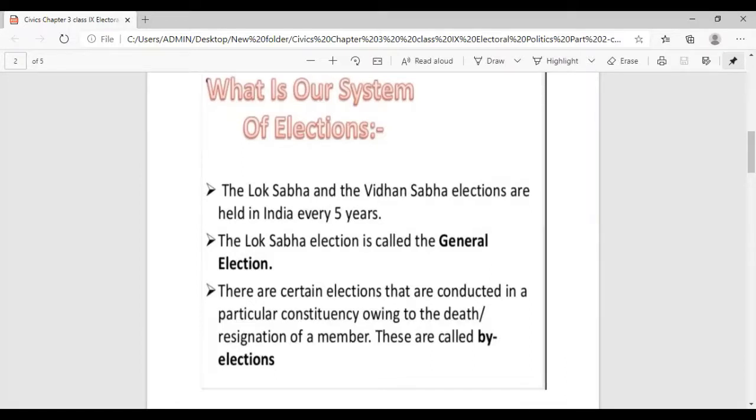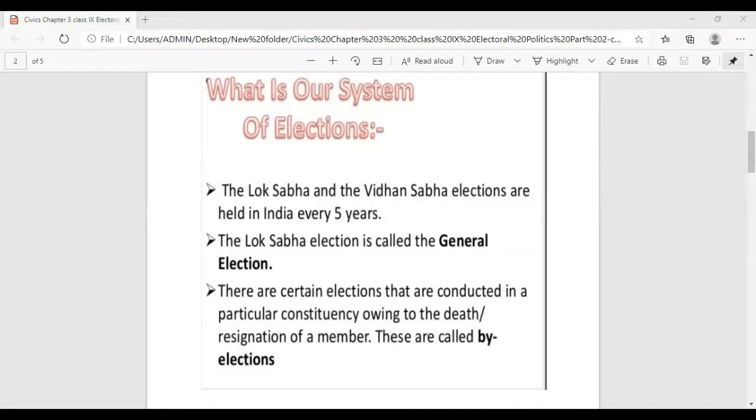Elections in India are democratic. We have Lok Sabha elections at the central level through which the members of parliament are elected. And we have Vidhan Sabha elections at the state level through which the members of the legislative assembly are elected. There are two categories of elections: general election and by-election.